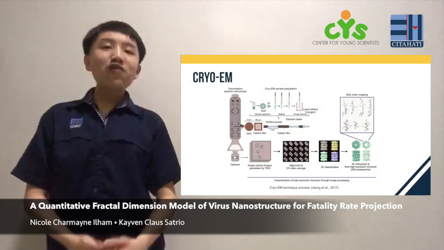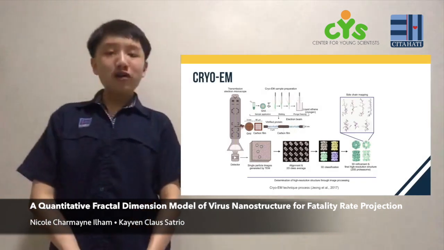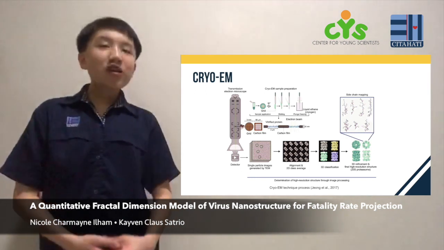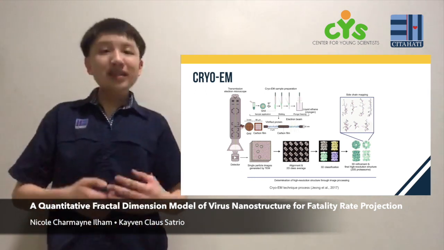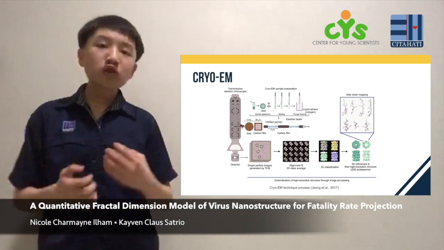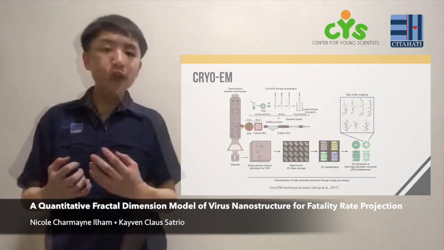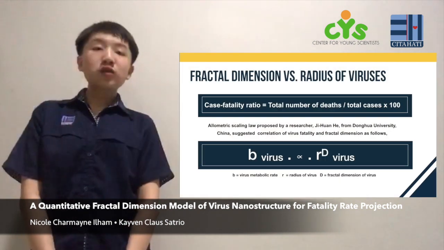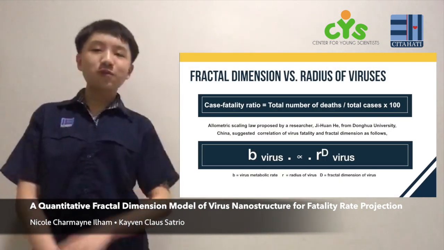Those 6 different virus images are taken using cryogenic electron microscope. Cryogenic electron microscope is a technique to take images with high resolution and provide a detailed structure of biological molecule structure. Case fatality ratios are calculated as follows.